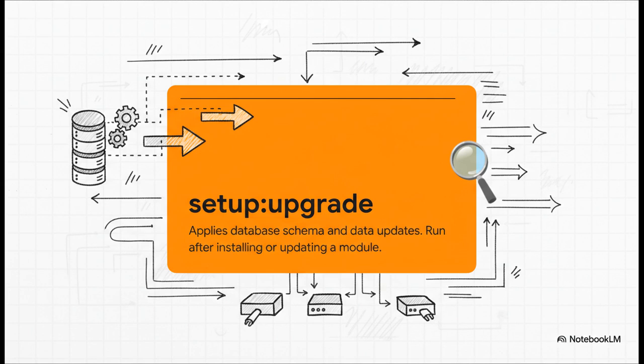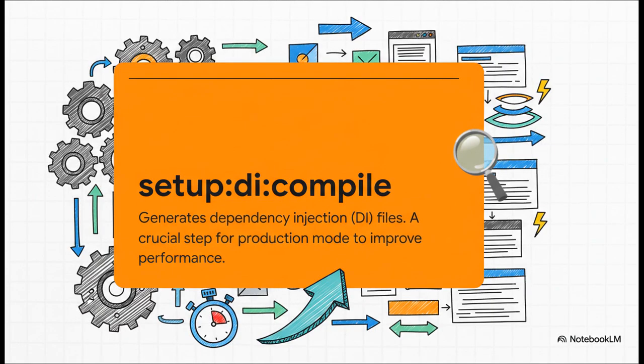It's absolutely fundamental. Next, we've got setup:di:compile. You can pretty much think of this as a massive performance booster, especially for a live production site. It pre-compiles a bunch of code for things like factories and proxies. And the end result? A way faster website, because Magento doesn't have to figure all this stuff out on the fly for every single page load.